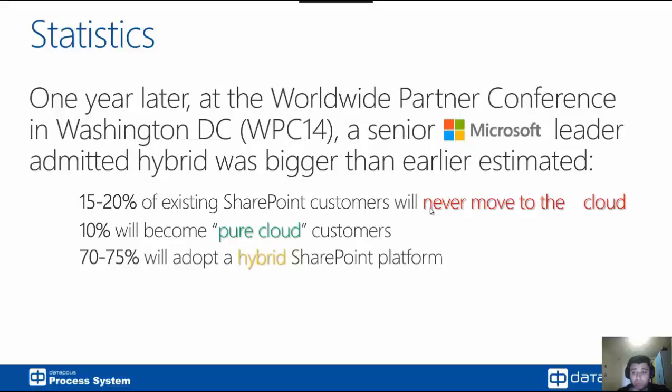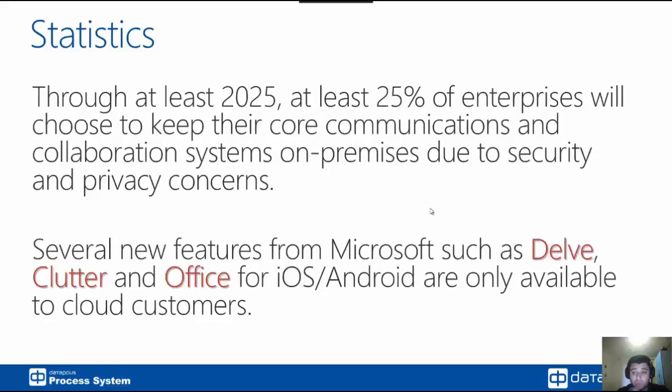Several new features from Microsoft, such as Delve, Clutter, and Office for iOS and Android, are only available to cloud customers. So the speech continues. They will say, hey, I have Delve, which will never be available on premises. I have Clutter, I have Office, your SharePoint is slow, your SharePoint is always down, and so on. And they still continue. They will say Microsoft is clearly shifting from cloud first to a cloud only company, and on-premises users will generally pay more, get less, and wait longer, which is actually true.